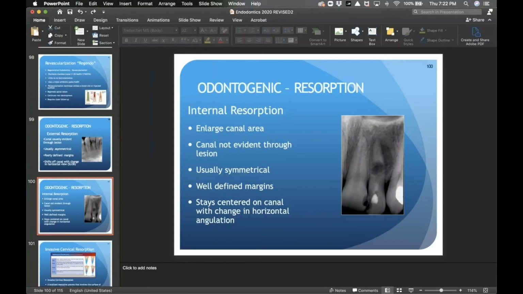But I wish I knew off the top of my head. I will look it up when we get offline here, but I believe the ADA put out in the JADA, I think last year, a pretty good guideline for when to use antibiotics and when not to. So I owe you guys that. I will look that up.